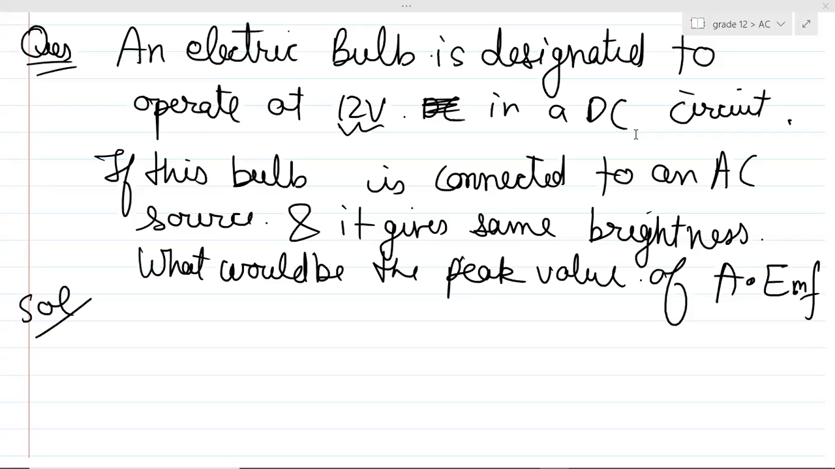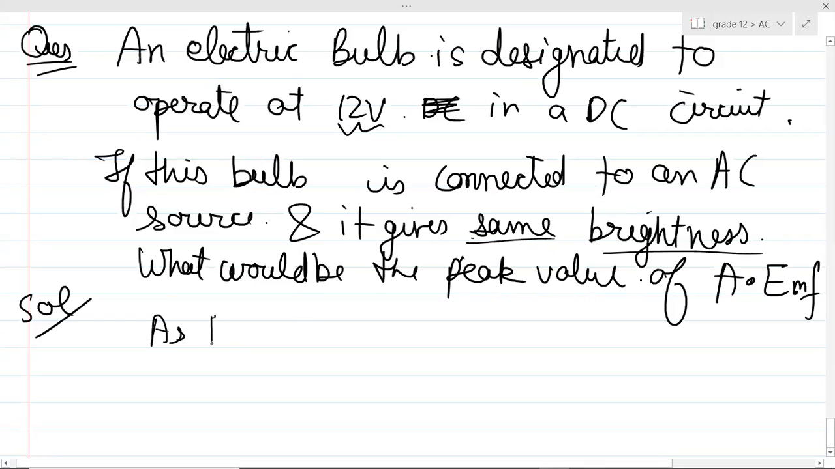Yes, guys, tell me. What idea did you get from the question? Is the answer 12 root 2? Yes, the answer is 12 root 2. If the bulbs are giving the same brightness in both cases, that implies what? I is equal to IRMS.